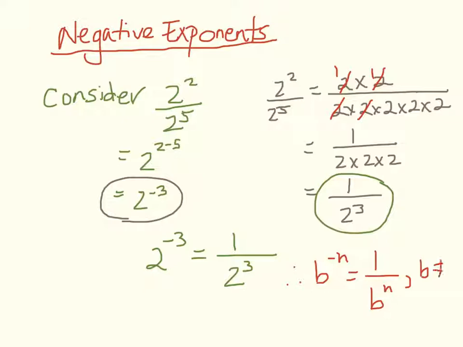In this case, of course, I'm not allowed to have my base being equal to 0 because it's part of the denominator in an expression, and we all know what happens when that occurs.